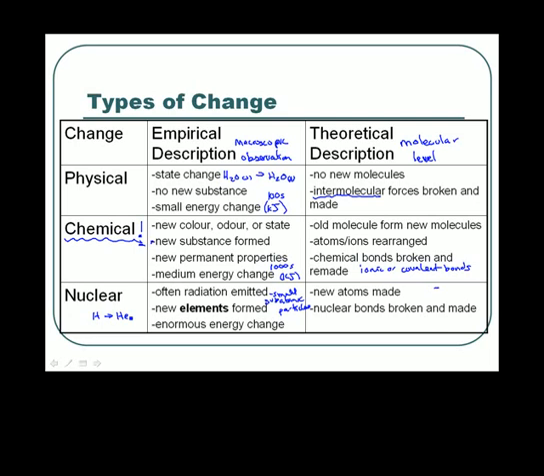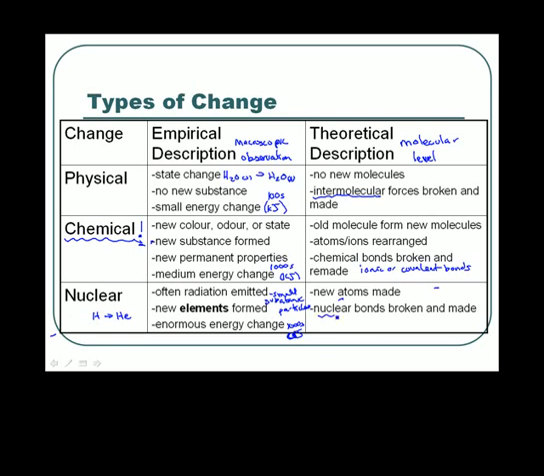So we're actually rearranging the number of protons that are inside an atom. This takes enormous amounts of energy change. It's measured in gigajoules, or thousands of gigajoules. Huge amounts of energy change, or more. So often 1,000,000 times more energy is involved in a nuclear reaction than there is in a chemical reaction. And the theory is we're getting new atoms and the nuclear bonds are broken and made.